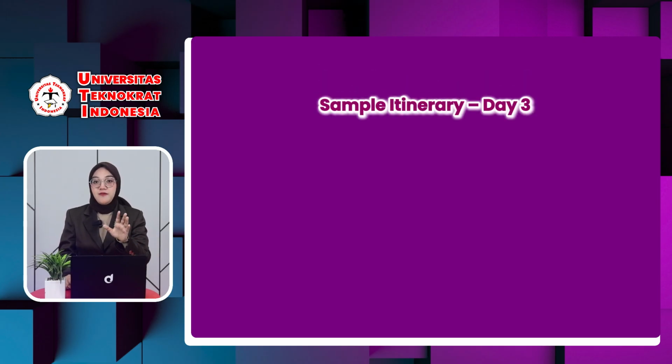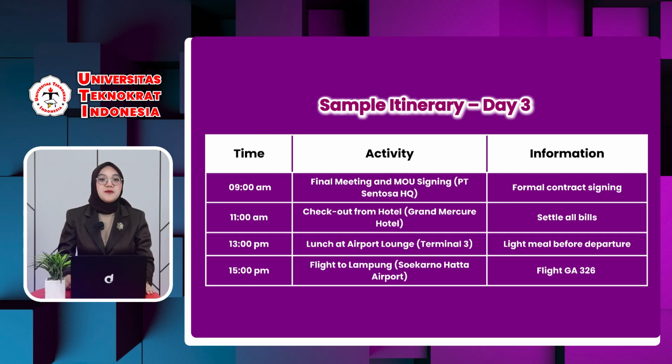Well, this is the example of the day 3 of itinerary. At 9 a.m., it's about the final meeting and MOU signing with PT Sentosa HQ. The specific agenda is formal contract signing. The next one is at 11 a.m. It's about checking out from the hotel, Grand Mercure Hotel, and also Charles Elbis.